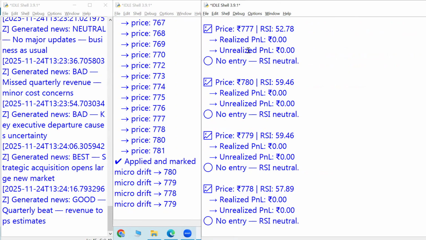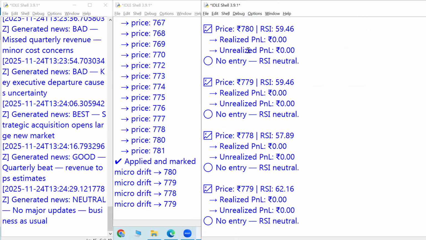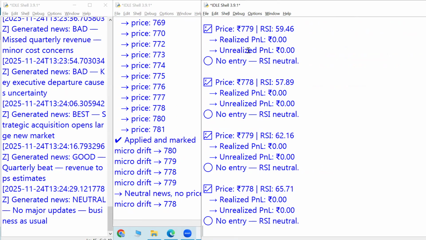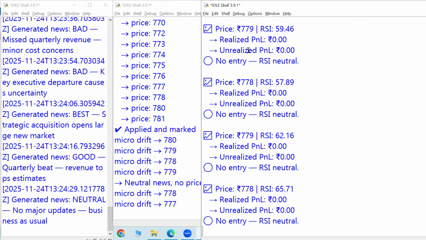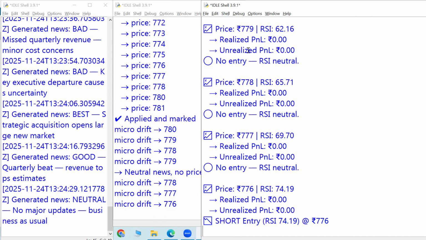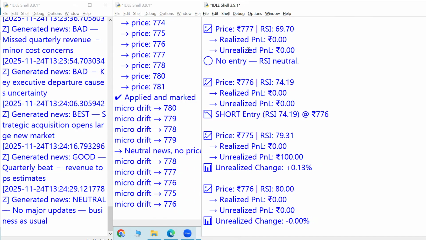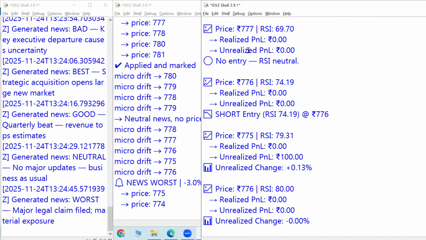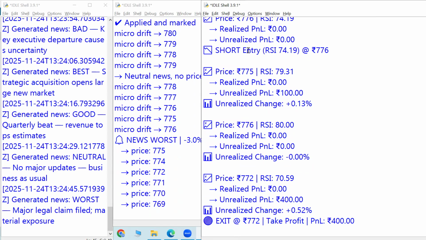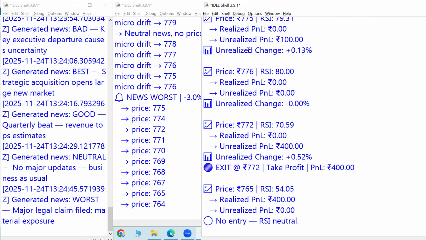RSI is still neutral. The price is neutral. That's why, if the RSI goes above 70, then okay, we get a short entry. I just want the actual behavior. Short entry. Okay, the market is behaving like anything.